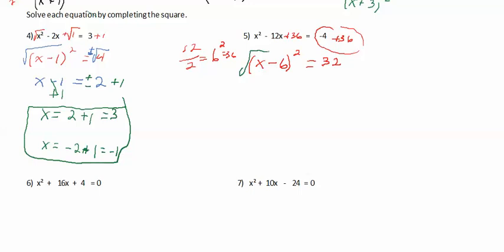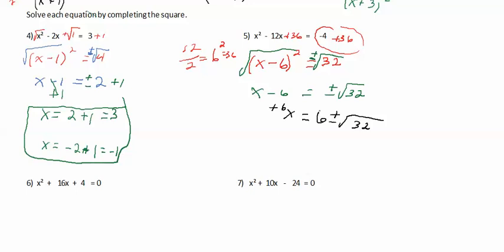So if I take the square root of this, I end up getting rid of the square, plus or minus the square root of 32. So now I have x minus 6 is equal to plus or minus the square root of 32. That's not a perfect square, so I'm just going to leave that. And then I'm going to add 6. So my answer is, at this point, x is going to be equal to 6 plus or minus the square root of 32.